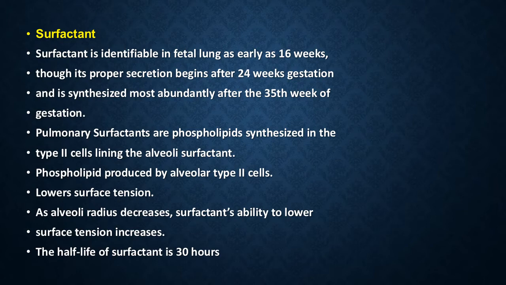The surfactant is a phospholipid synthesized in type 2 alveolar cells, and it starts to be released from 24 to 28 weeks gestation, and it's released abundantly after 35 weeks of gestation. Its main function is to lower the surface tension of the alveoli. So if it's decreased, the surface tension will increase, leading to collapse of the alveoli and also respiratory distress.